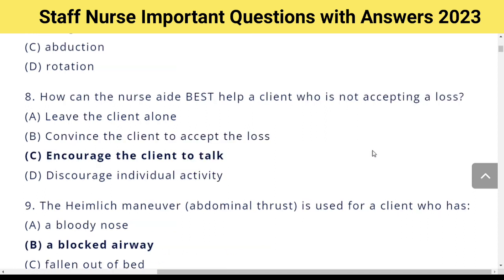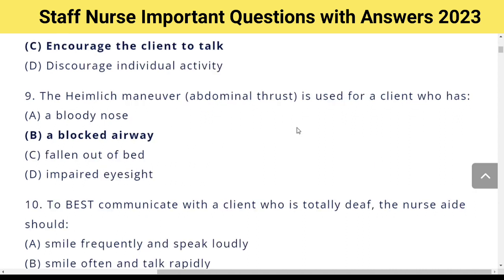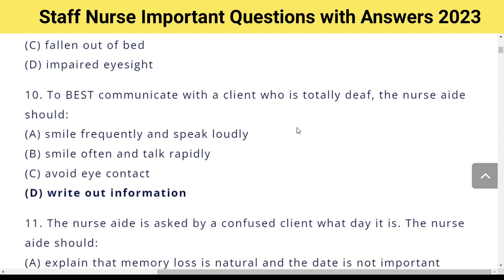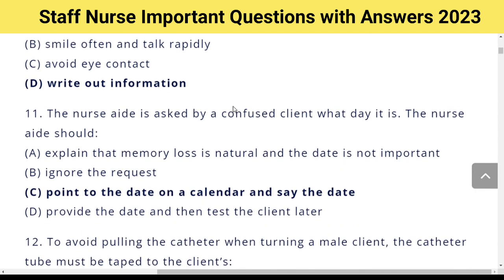Question number 8, how can the nurse aide best help a client who is not accepting a loss? Option C, encourage the client to talk. Question number 9, the Heimlich maneuver is used for a client who has a blocked airway. Question number 10, to best communicate with a client who is totally deaf, the nurse aide should write out information. Question number 11, the nurse aide is asked by a confused client what day it is. The nurse aide should point to the date on a calendar and say the date.